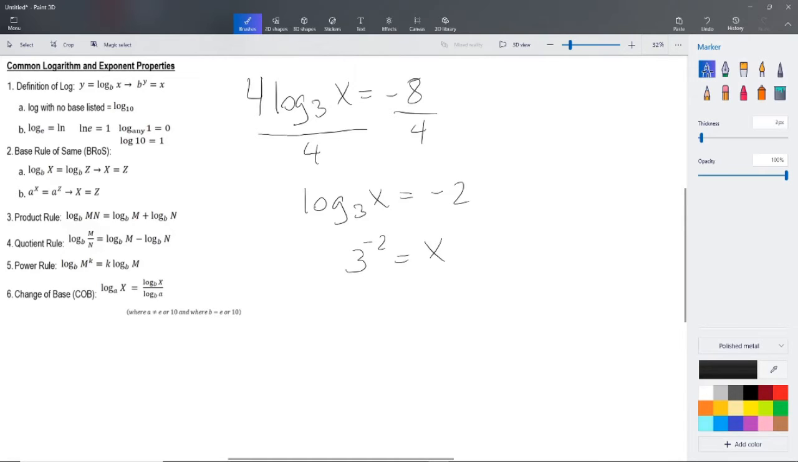And we know what 3 to the negative 2 is. Remember, 3 squared is 9, and negative means put it into the denominator. So our answer here is going to be 1/9. And there you have it, example 7. We're not going to worry about part B. Part A is the most important piece. All right, let's clear this off and do example 8 next.